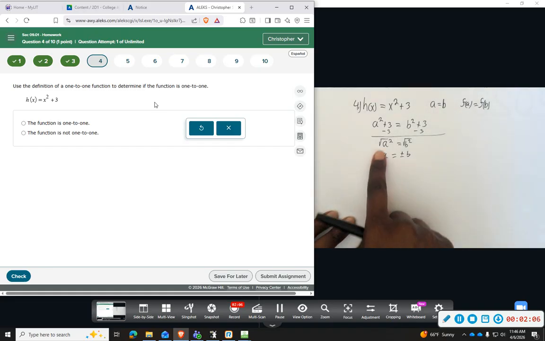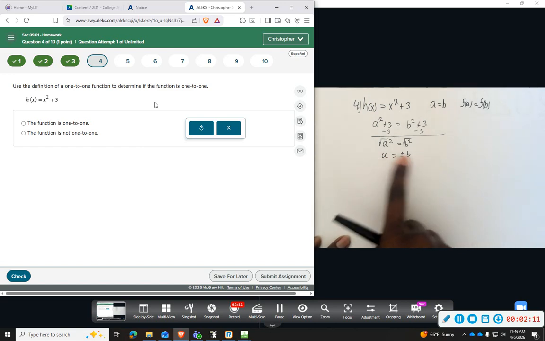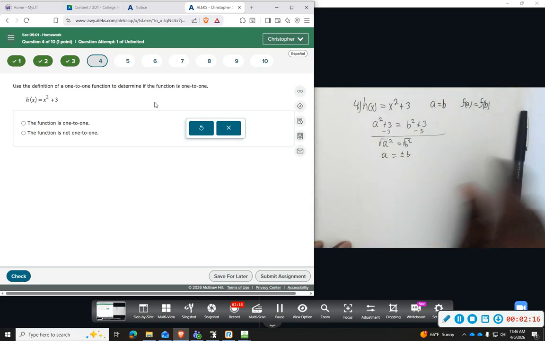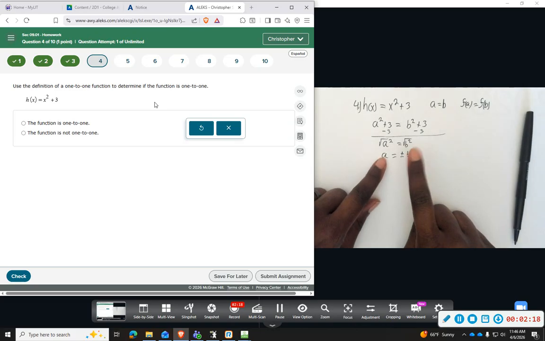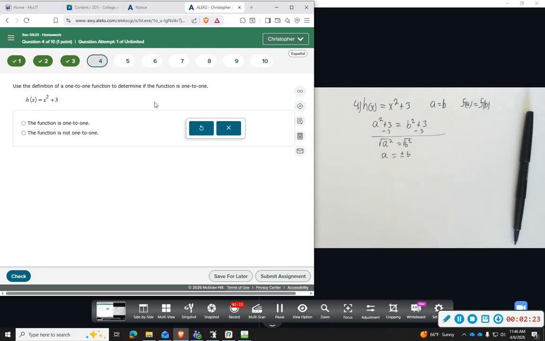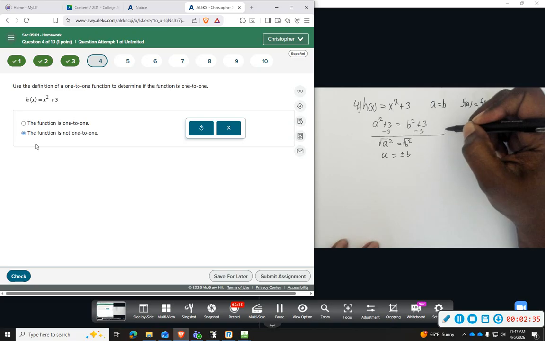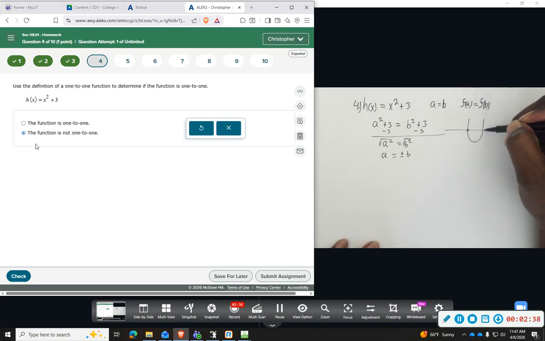So I could do plus or minus a over here, but I'm treating this as a variable. So because it could be positive or negative and not just one value, this is not going to be one-to-one. And if I just got that they were just equal to both positive or both negative, then it would be one-to-one. So no, this function is not one-to-one. You could also know that from the graph, this is going to be a parabola, okay? And a parabola will fail the horizontal line test, okay? But this is how you could show it.